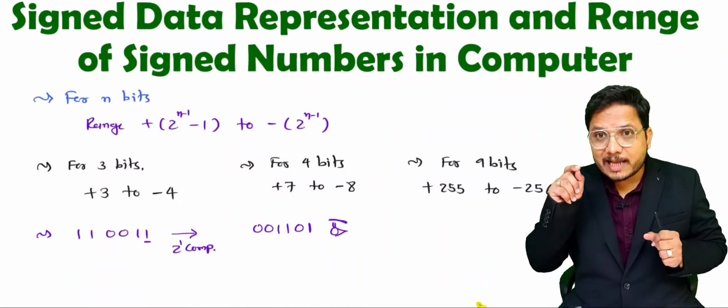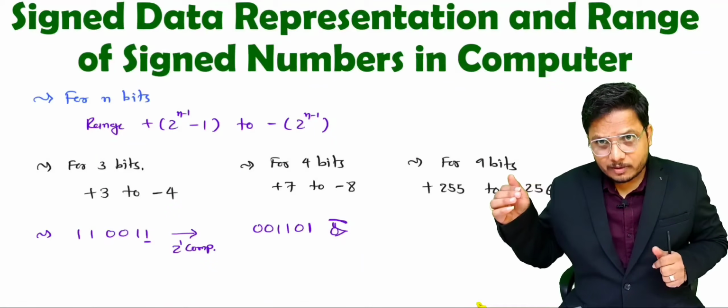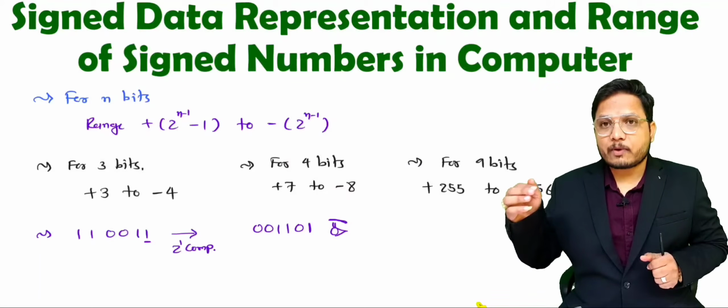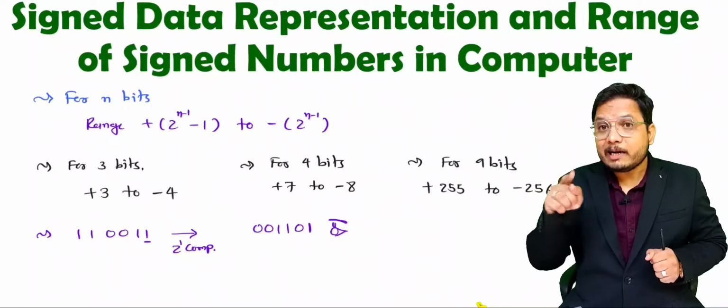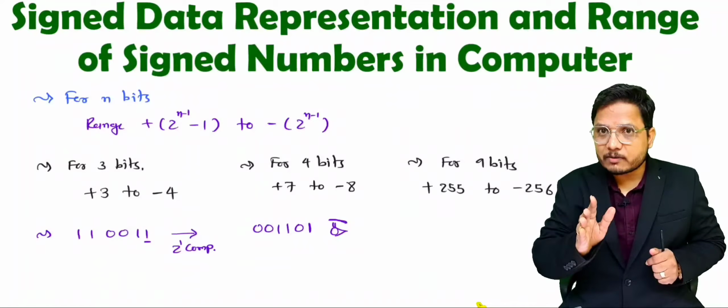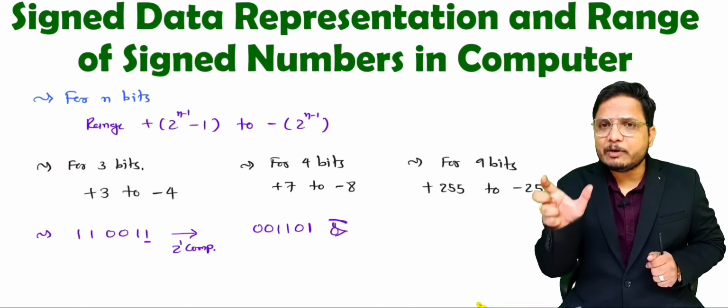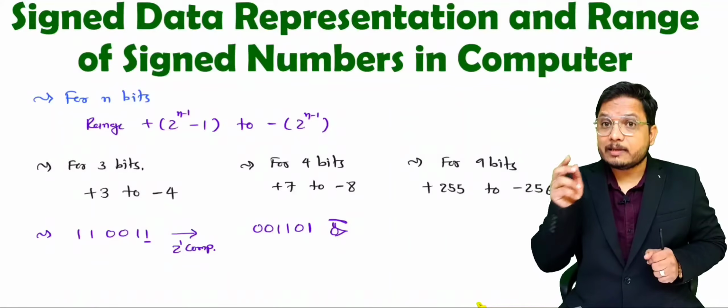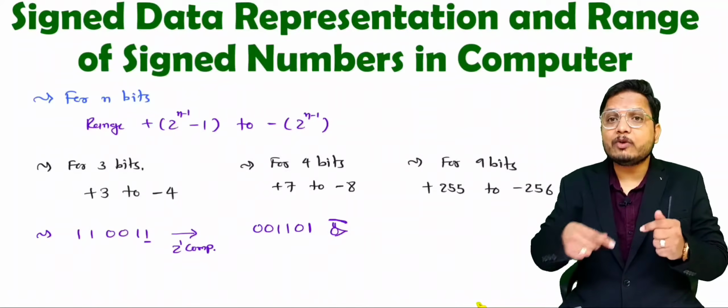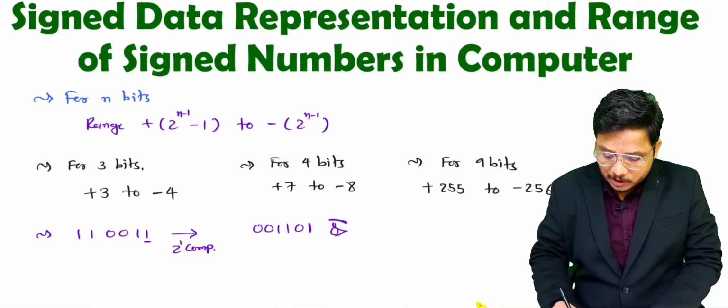Whenever you see the digits from the right side, you'll have to identify the first one. Up to the first one, whatever numbers are there, you need to keep them as they are. After that, whatever digits are there, you'll have to complement, right? So this is the 2's complement.